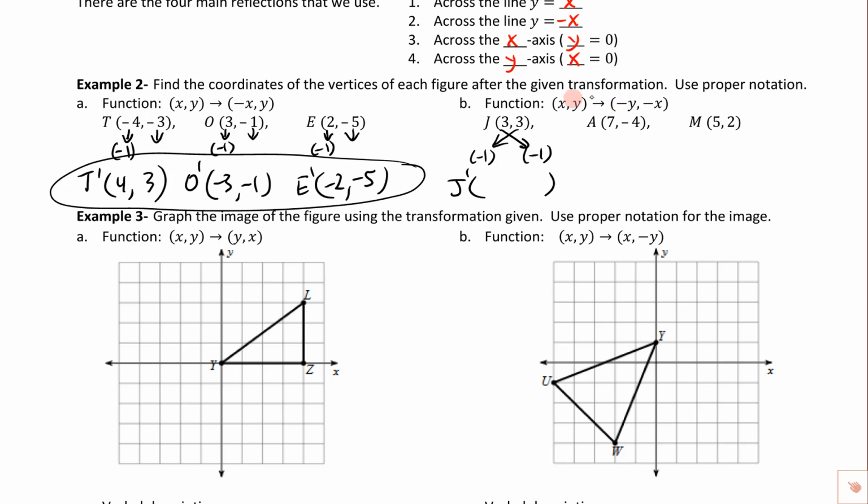We're going to switch these. Okay, so we're going to multiply by -1 and we get a -3. We get 3 times -1, so that's going to be a -3. Now that doesn't change a whole lot, but take a look at this one right here.